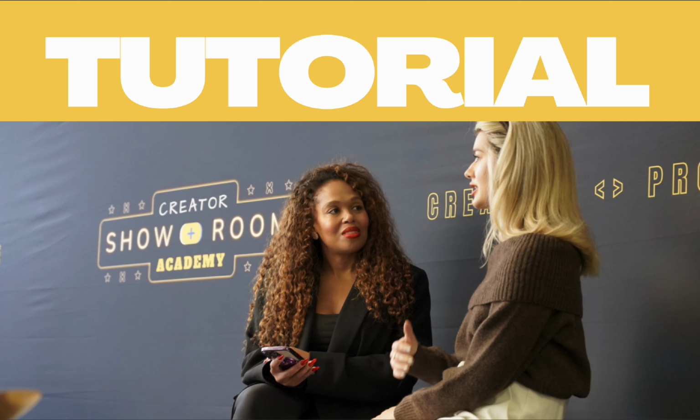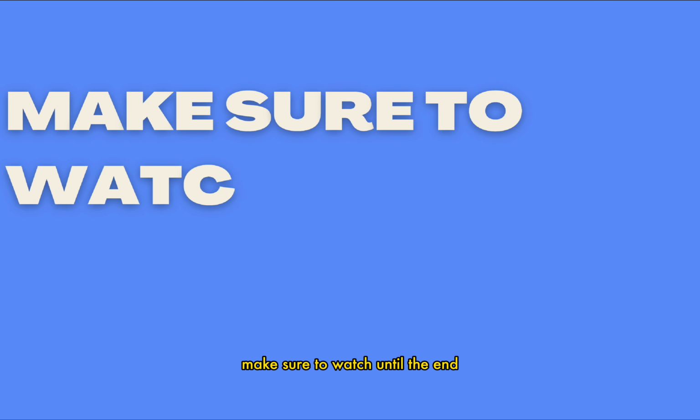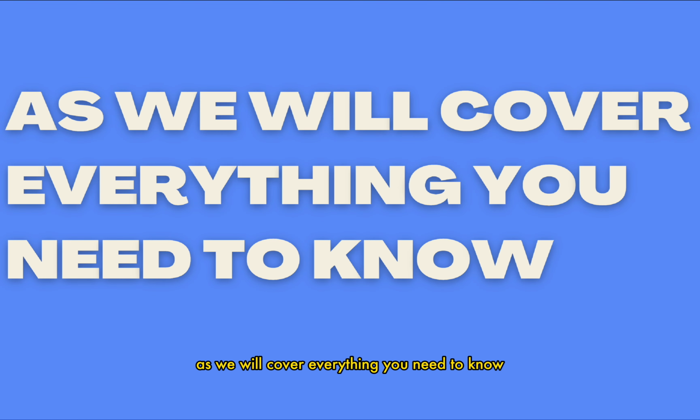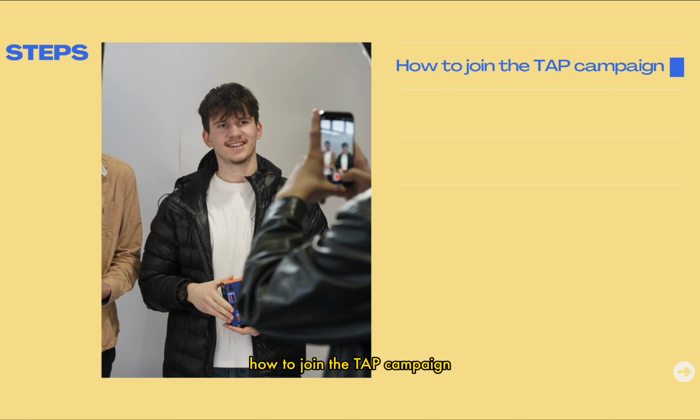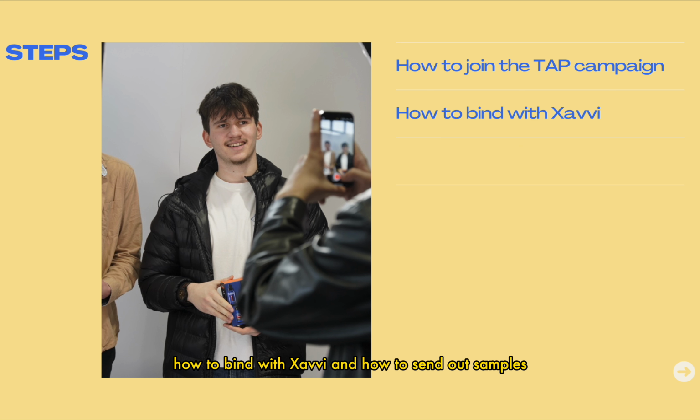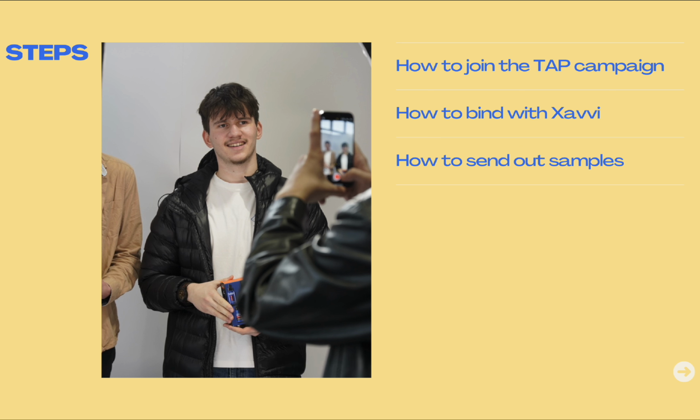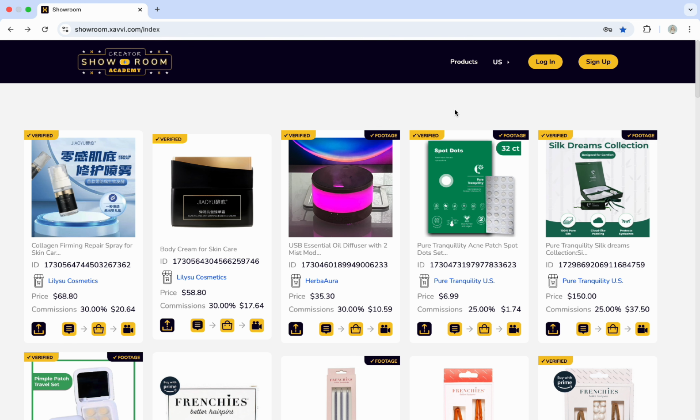I'm Amanda. This is a step-by-step guide for all vendors on using our showroom platform. Make sure to watch until the end, as we will cover everything you need to know: how to join the tab campaign, how to bind with Zavi, and how to send out samples. Each step is essential to successfully listing your product on showroom, so be sure to follow along carefully from start to the end. Okay, so let's start.